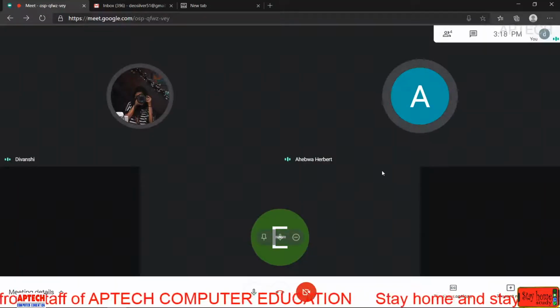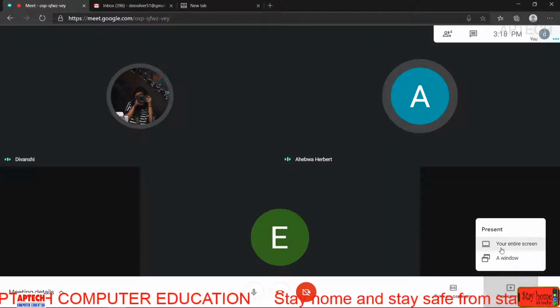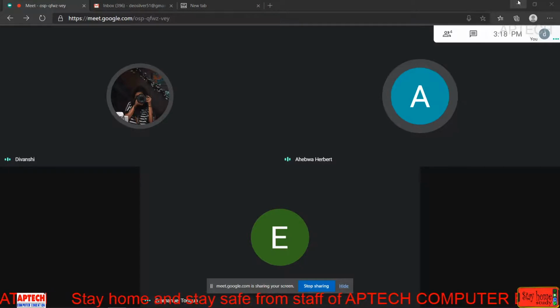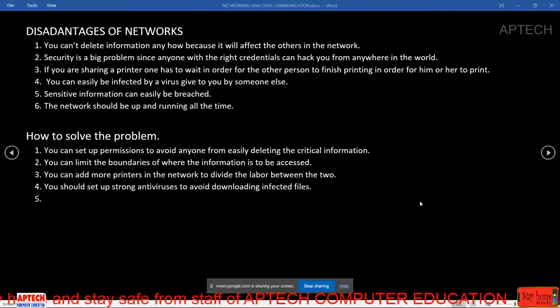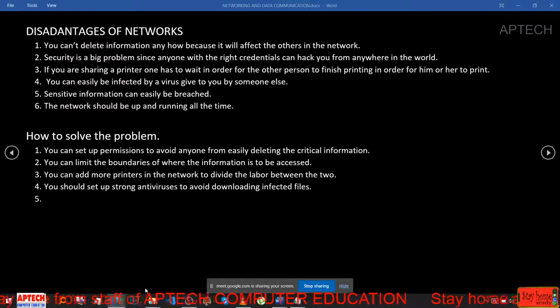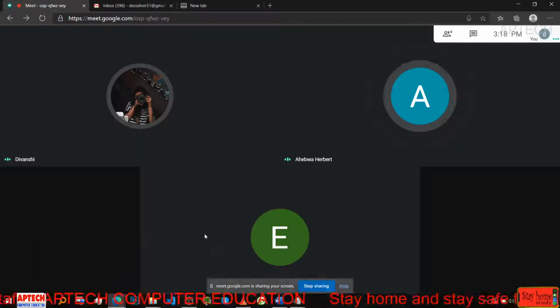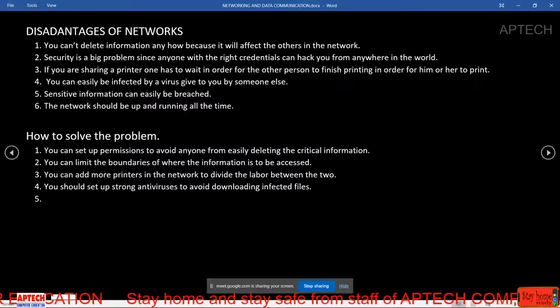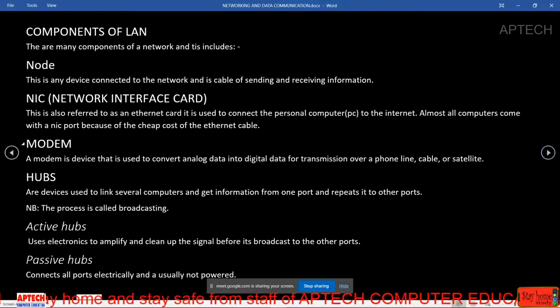So let me show you my screen. Okay. Can you see my screen now? Yes. I'm not seeing anything. Oh yeah, yes. You're now seeing it. Yeah, I can see. Okay.